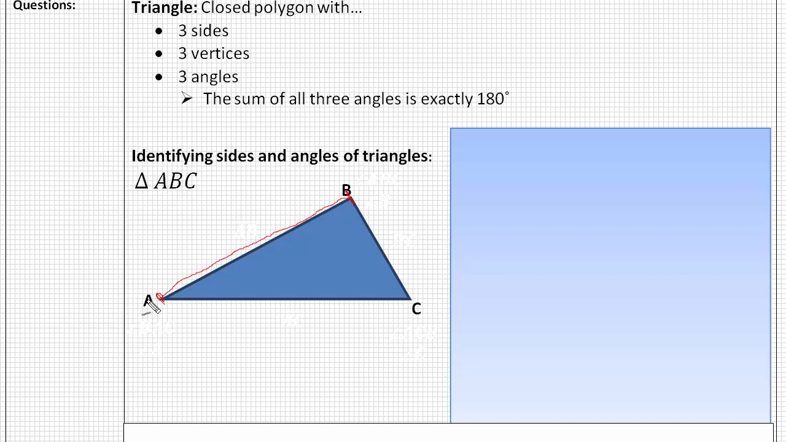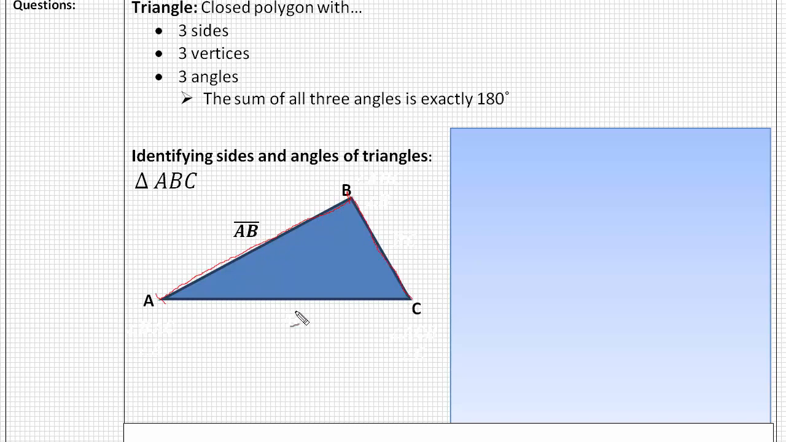So on this triangle ABC, I have marked here this line segment that creates one side of the triangle. Now let's talk about how we would identify this side. This side that stretches from vertex A to vertex B would be noted like this: the vertices A and B with a line above it. So this is side AB, made by line segment AB.